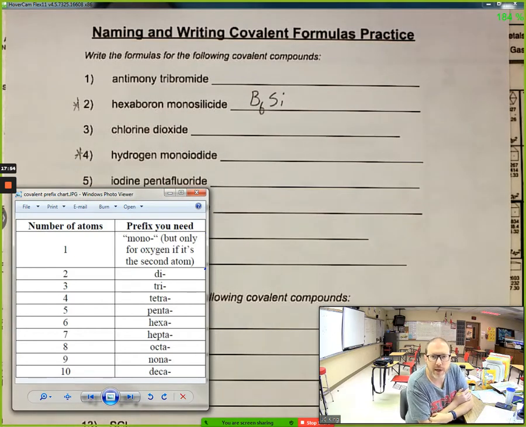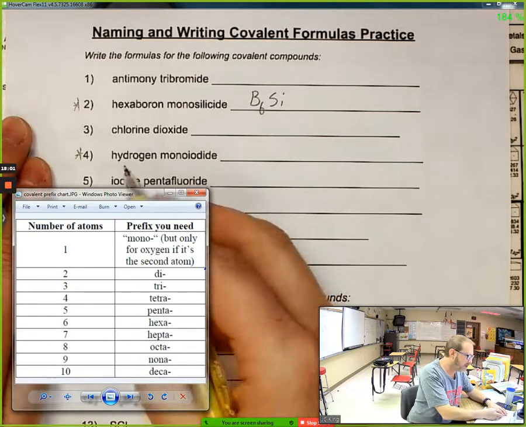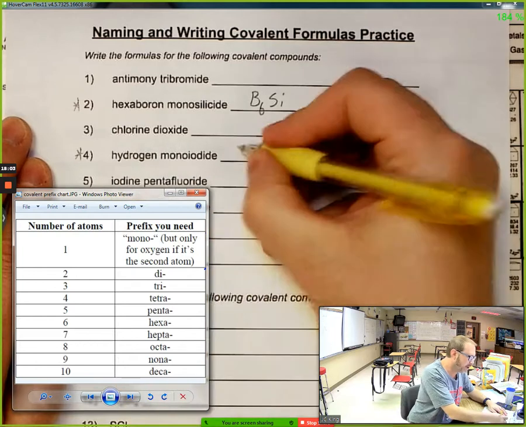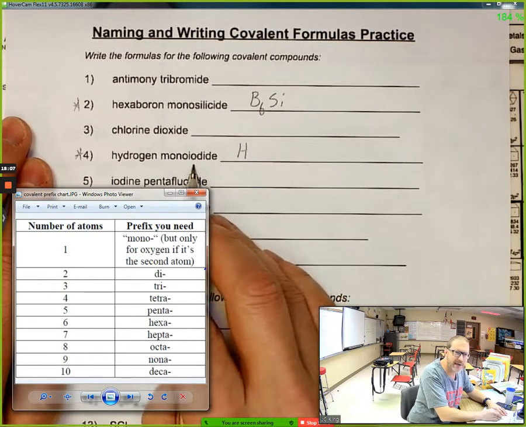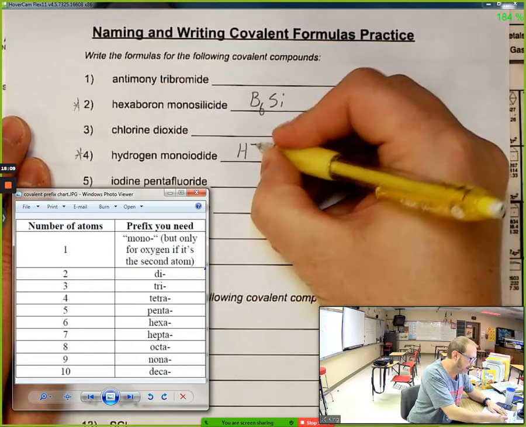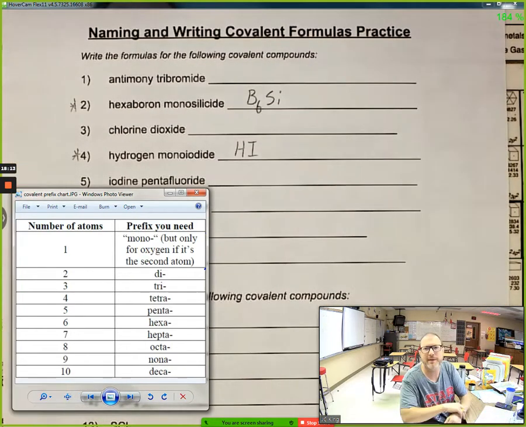Yes. Number 4, hydrogen monoiodide. Oh, this is a friendly one. Okay, hydrogen, since I don't have a prefix, I assume I just have 1 of those. Mono means I have 1. Iodine symbol is capital I. So y'all say hydrogen monoiodide.